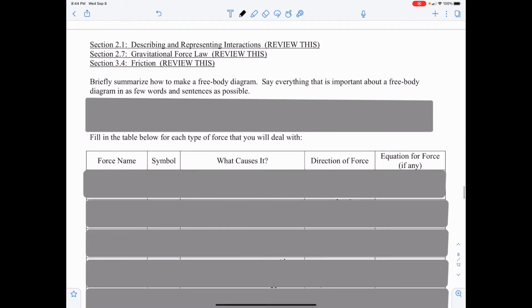So in the next section, we're going to review a few concepts and expand upon concepts that we already introduced. Section 2.1, 2.7, and 3.4. Briefly summarize how to make a free body diagram. Say everything that is important about a free body diagram in as few words and sentences as possible.